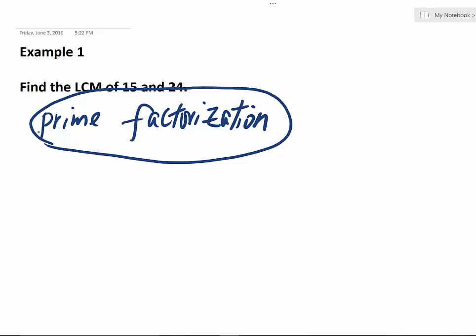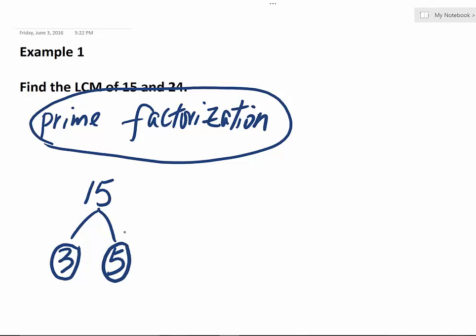So first of all, let's factor 15, right? Write down 15, and we're gonna construct a tree diagram. Let's take a look at the smallest prime number that goes into 15. First of all, 2 is the smallest prime number, but 2 doesn't go into 15. Then we move on to the next prime number, which is 3. 3 is the prime number that goes into 15, 3 going into 15 5 times.